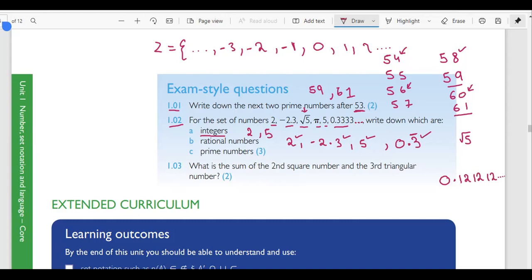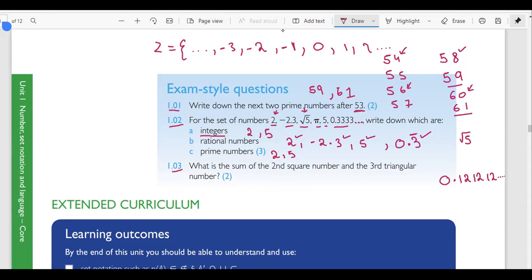Okay. And Amir, can you help me with the last one, with the prime numbers? Yes, ma'am. 5. And we have 2 as well, 2 and 3 as well. Right? So 2 and 5 both are prime numbers. Okay. Is this clear? Yes. Okay. Then we have the last question.